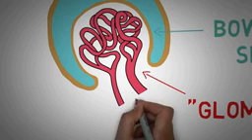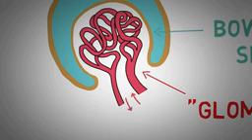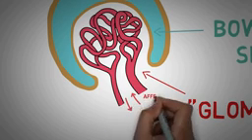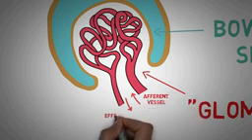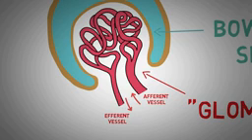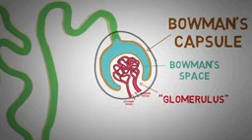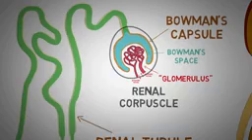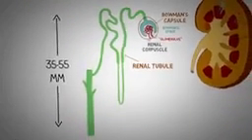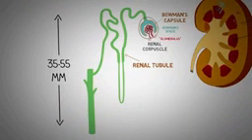The blood vessel which brings the blood inside the glomerulus is known as the afferent vessel. And the blood vessel taking the blood out of the glomerulus is known as the efferent vessel. Remember, A comes before E, so afferent brings the blood in and efferent takes the blood out. The Bowman's capsule and glomerulus together constitute the renal corpuscle. Okay, so this was about one end of the nephron.